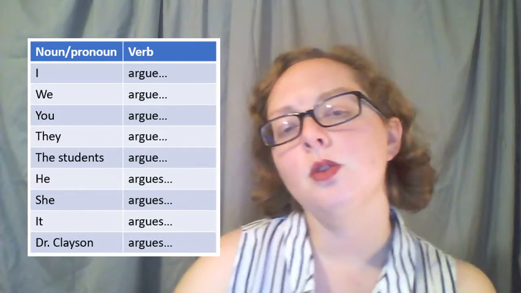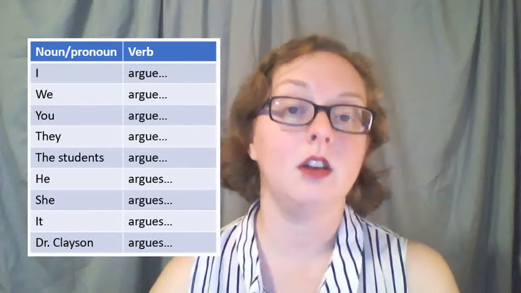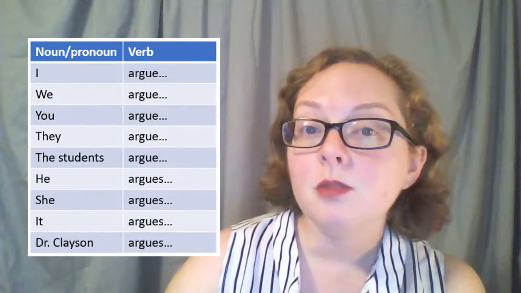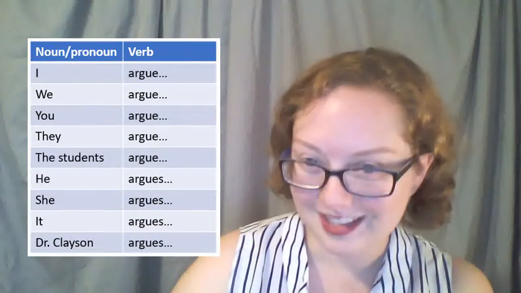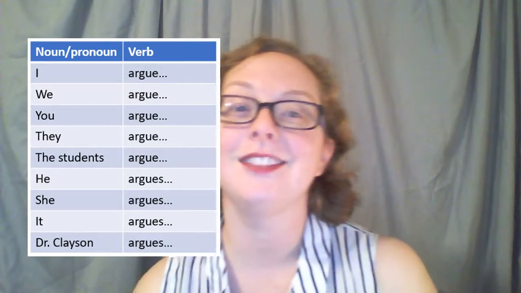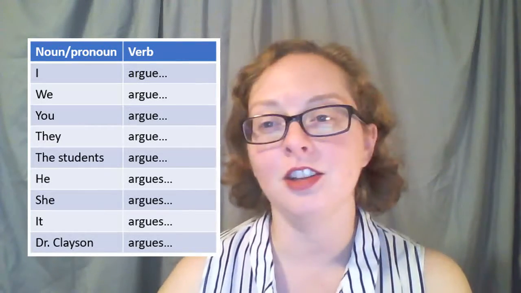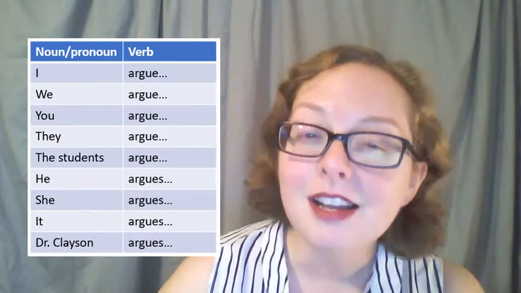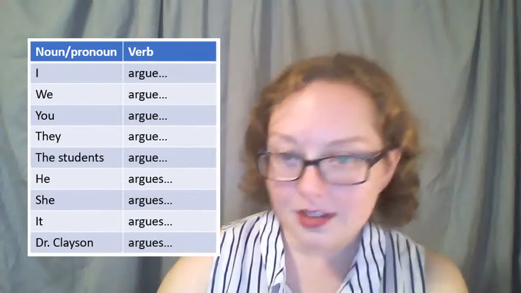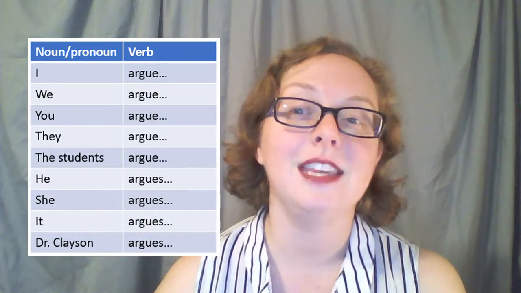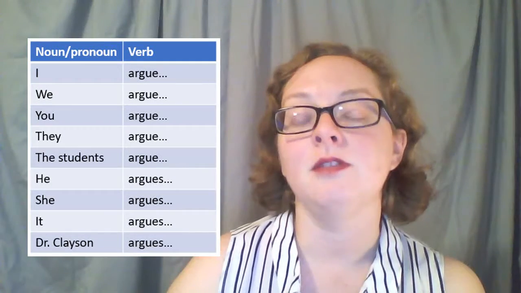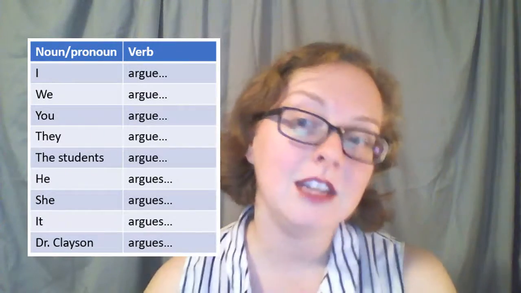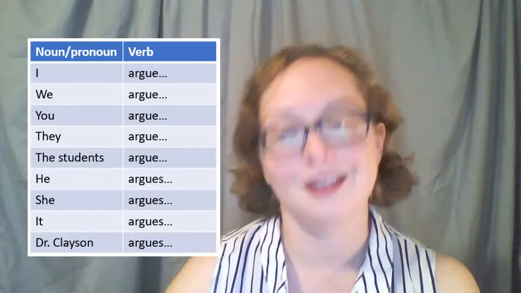So in English, "to argue" is conjugated "argue" when used with the names of groups or with singular first-person pronouns, singular second-person pronouns, and plural first, second, and third-person pronouns. So we say, I argue, you argue, we argue, they argue. But we conjugate it as "argues" with the singular third-person pronouns he, she, and it, and the names of individual people. So Dr. Clayson argues, or she argues, or he argues, or it argues.